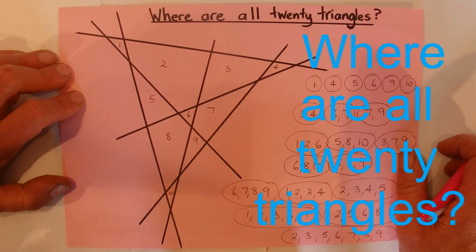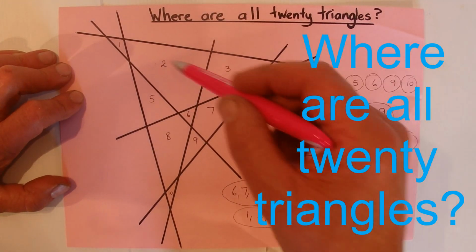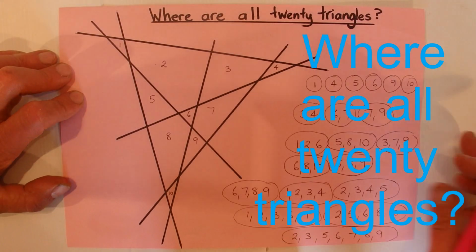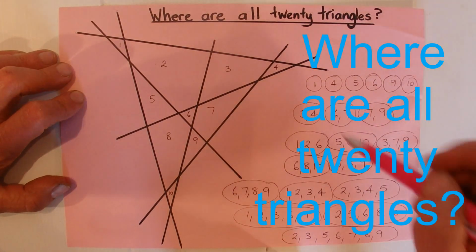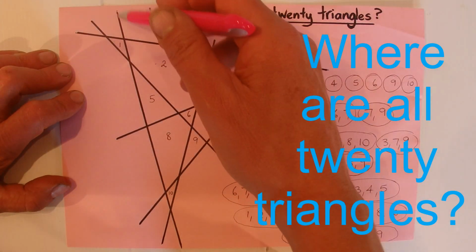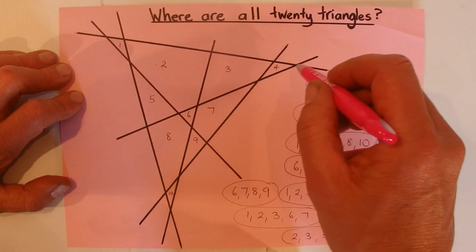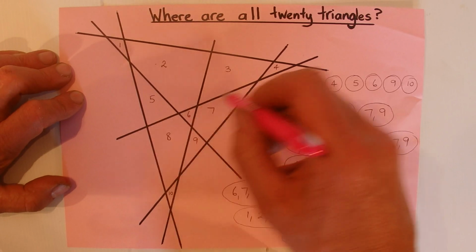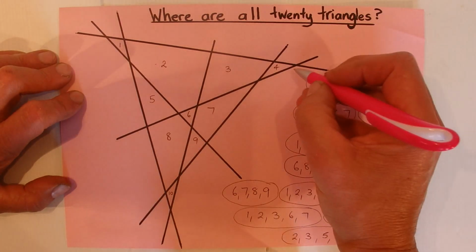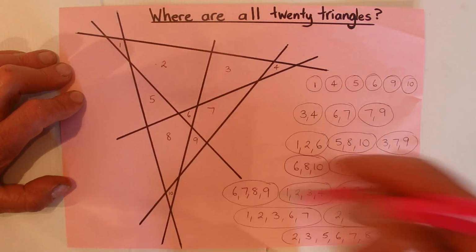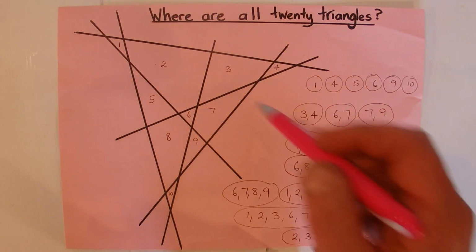Hi there. Today I'm going to show you where all 20 triangles are in this shape. This shape is just 6 straight lines, and each line crosses all of the other 5 lines as it goes through. You can see there 1, 2, 3, 4, 5. So they cross over all the other lines.